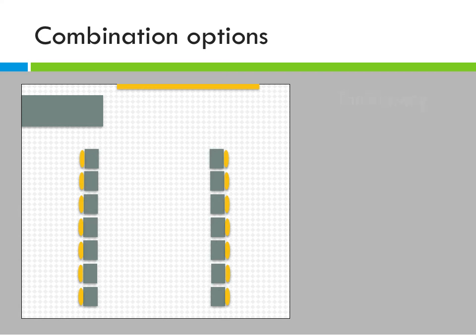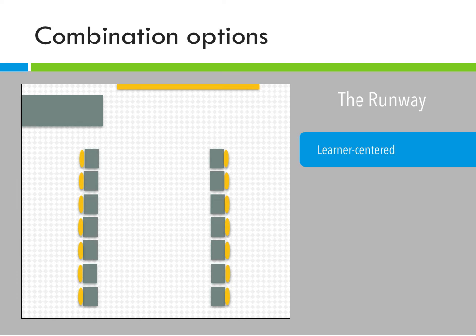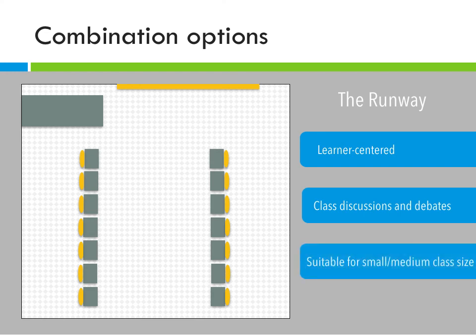Another popular option is the runway, and this is a learner-centered approach. This style is similar to the U-shape as it promotes whole class discussions and debates and is more suited to small and medium-sized classes.